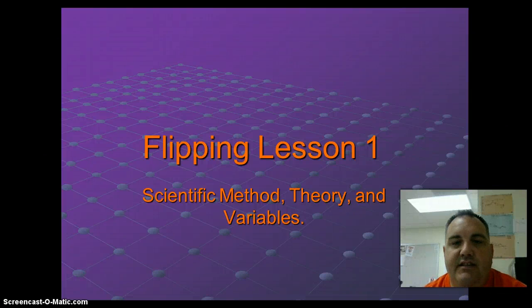Okay, hello. This is the first flipped classroom lesson that we'll be having. The purpose of these lessons basically is to go through some basic skills, some things you might already know outside of class, so we're not wasting time, so we have more time to work on the more difficult things as we go through the year. So this one in particular deals with the scientific method, theory, and variables.